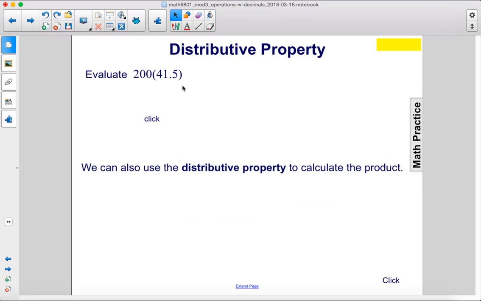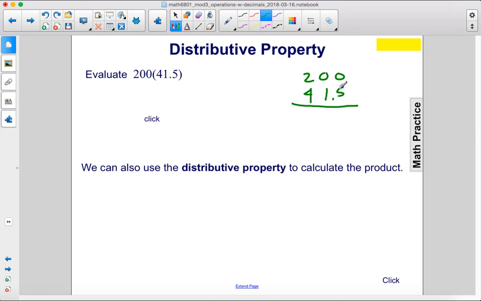Evaluate 200 times 41.5. Alright, so if we have 200 times 41.5, we have 5 times 0, 0, 5 times 0, 0, 5 times 2 is 10. Then we put a 0 there. Then we begin 1 times 0, 0, 0, and 2. And then we have 2 zeros. And then 4 times 0, 0, 4 times this 0, 0, and then that is 8. You add them all up.